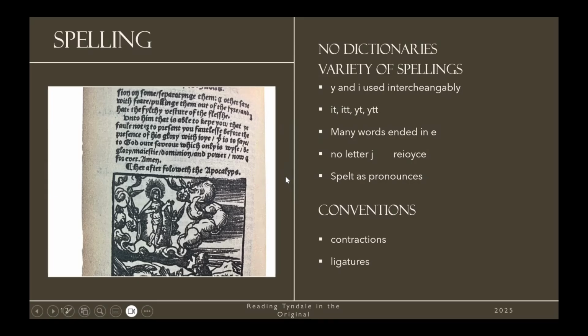And because there was no J, you get words like "rejoice" spelt with an I. And it's good in a way because it gives us an indication of how words were pronounced. A same word might be spelt slightly differently in Northern England, and that gives us some indication of how words were pronounced. And the conventions at the time also used contractions and ligatures, which I shall go into.